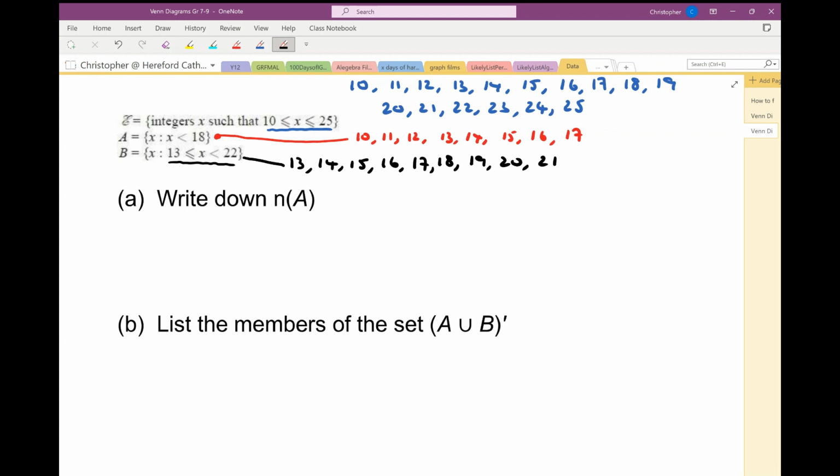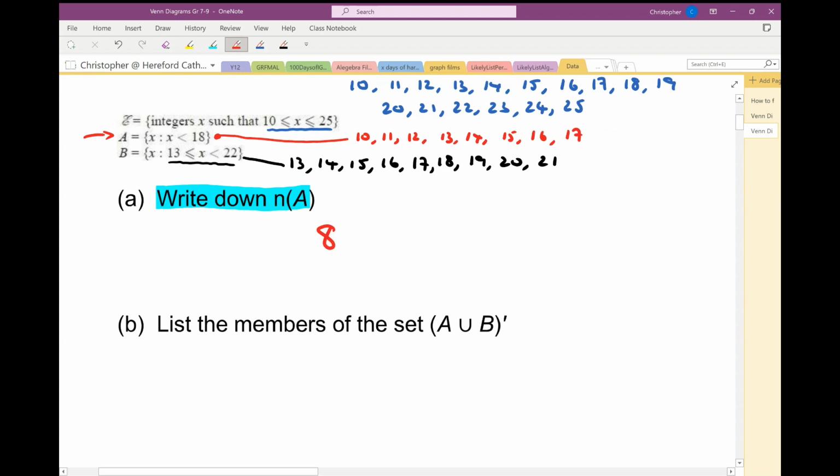Now I think I've done all my preparation work. Let's see if we can do the questions. Write down the number of elements in A. Well, A is this red one here, and how many elements are there in A? How many members of A? 1, 2, 3, 4, 5, 6, 7, 8.